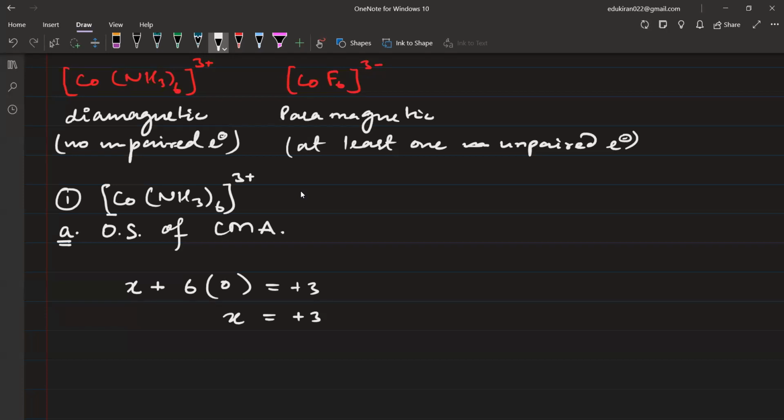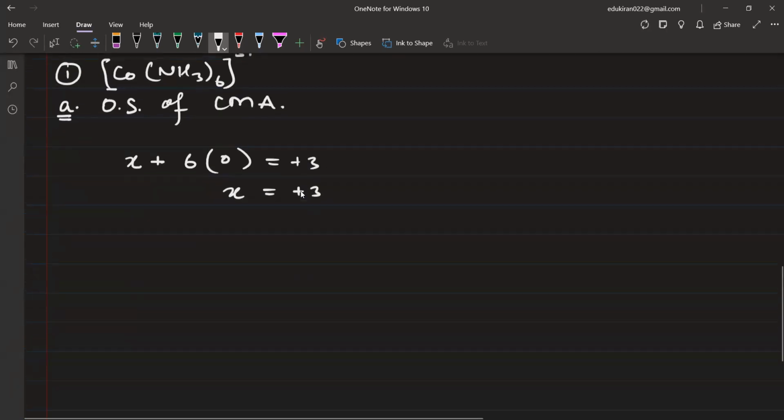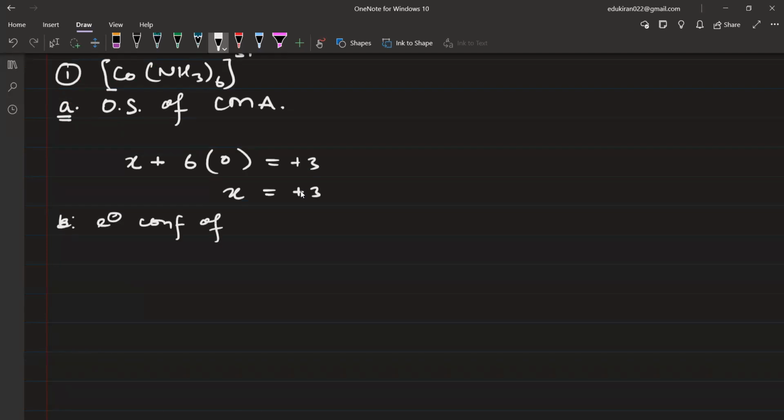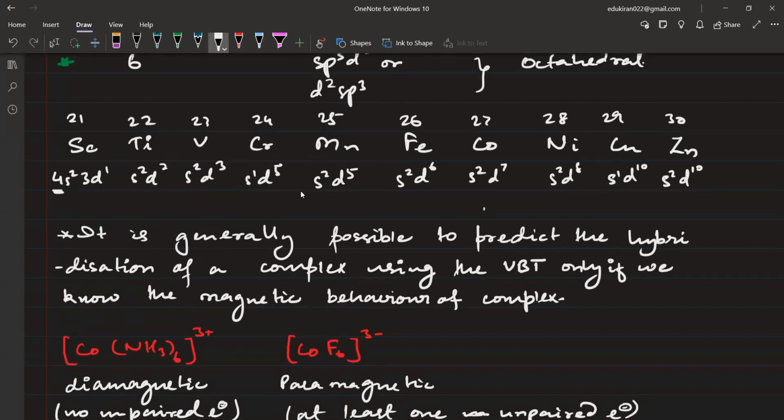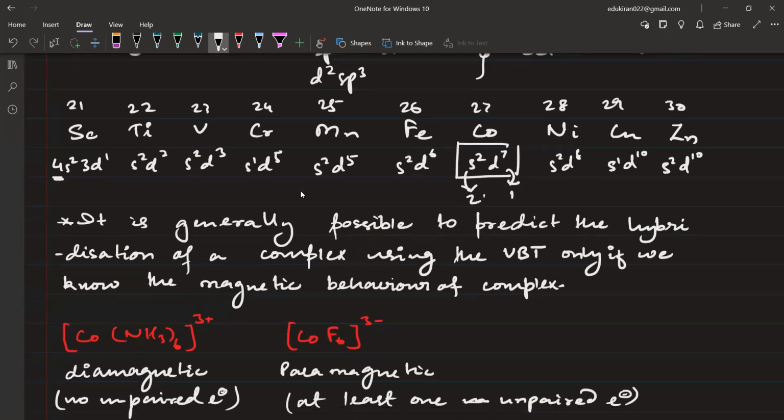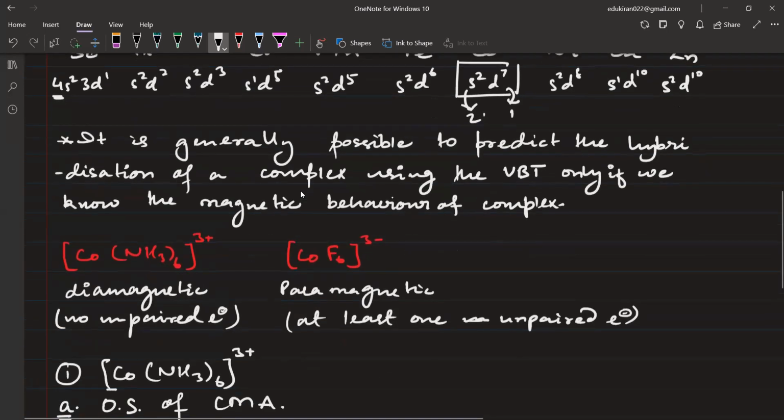Yes, sir. Okay, now next thing, you will write the electronic configuration of cobalt 3 plus. Sorry, first the normal electronic configuration. Look at cobalt. You have 4s2 3d7. So you'll remove 2 electrons from S and 1 electron from D. So 2 electrons from S, it will be 4s0, and 1 electron from D. You have to remove 3 electrons.